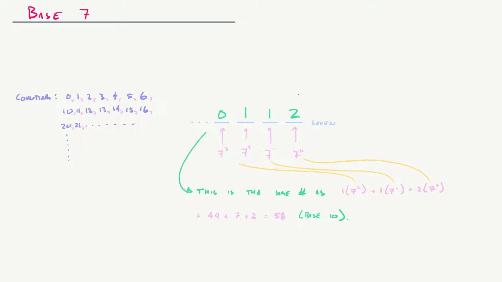So this is 58. This is the same as 58 things in a base 10 setting, right? And I'm only using base 10 because that's what most people are going to be most comfortable with. But of course, 58 is not a number in base 7. This is just the base 10 value of the number 112 base 7.